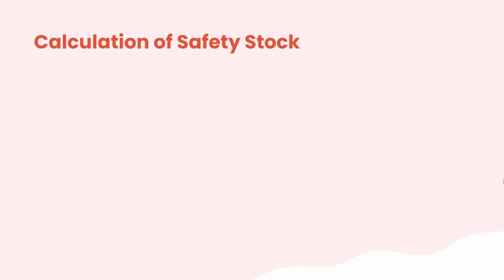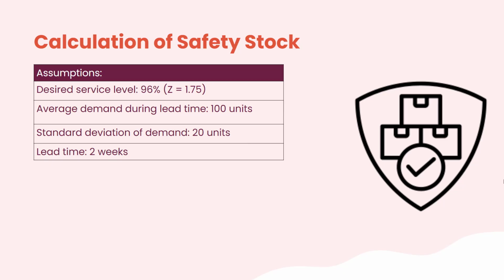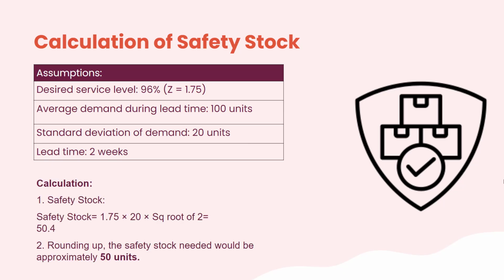Now let us understand the calculation of safety stock. Assuming that we want a service level of 96%, which translates to a z-score of 1.75, and we also assume that average demand during lead time is 100 units. Also, standard deviation of demand is 20 units and lead time is 2 weeks. Our safety stock will be calculated as 1.75 times 20 times the square root of 2, which comes out to be 50.4. Rounding up, the safety stock needed would be approximately 50 units.